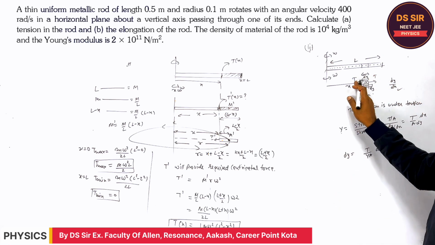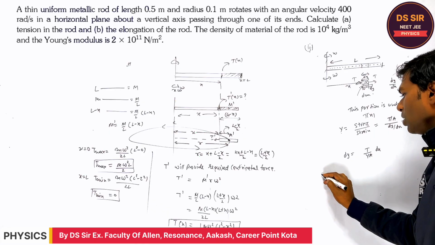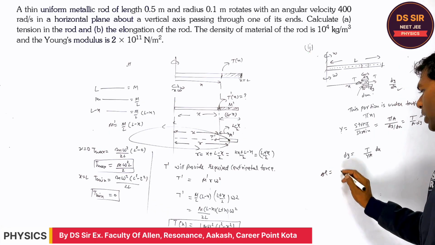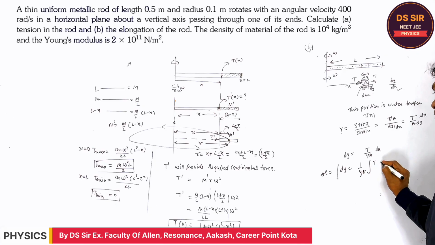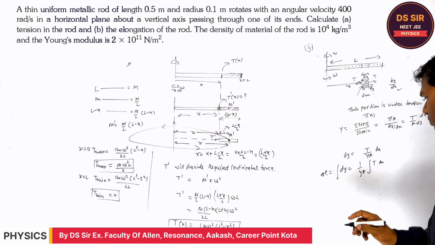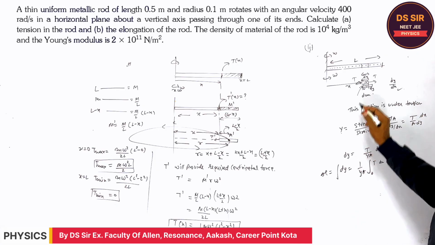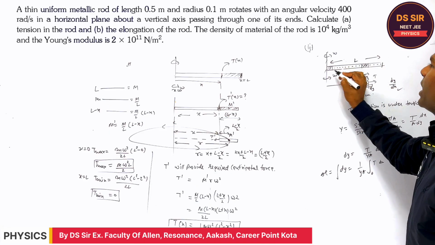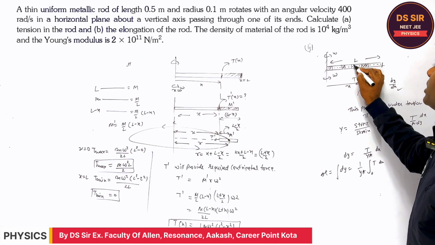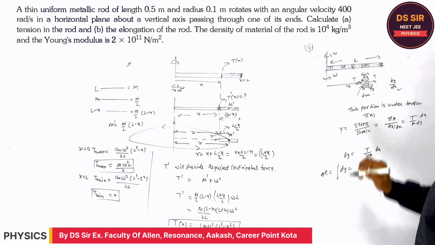So to find the total elongation, what you have to do? You have to integrate this from x equal to 0, because these elements start from x equal to 0, then this is another element, and this is the final element.